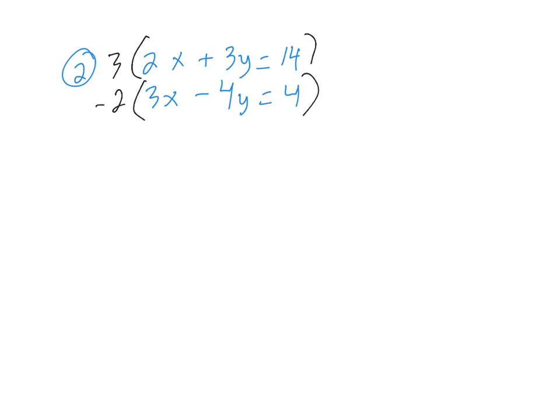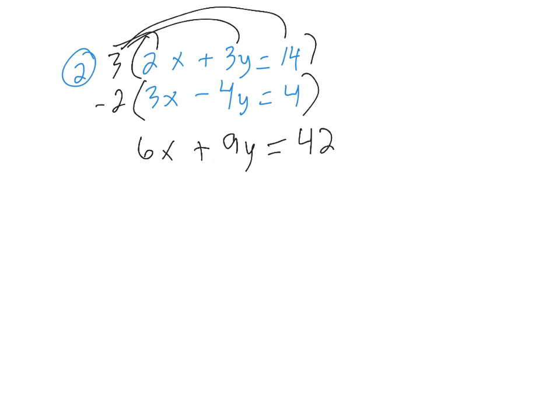So on the top, 3 times 2x is 6x. 3 times 3y is 9y, positive 9y. 3 times 14 is 42. Now the bottom, negative 2 times 3 is negative 6x. Negative 2 times negative 4 is positive 8y. And negative 2 times 4 is negative 8.